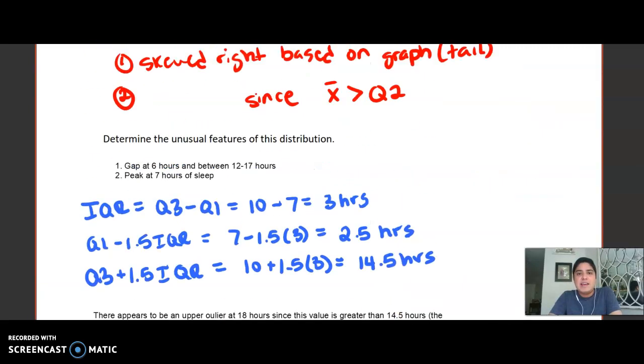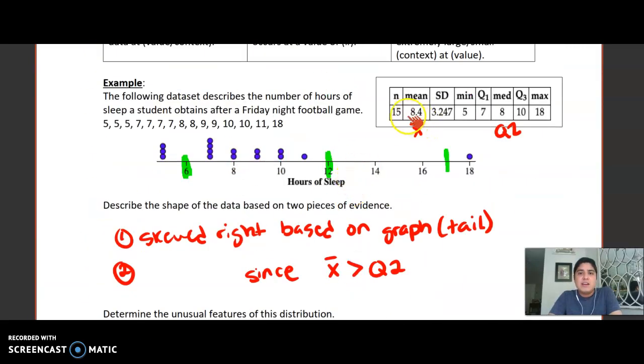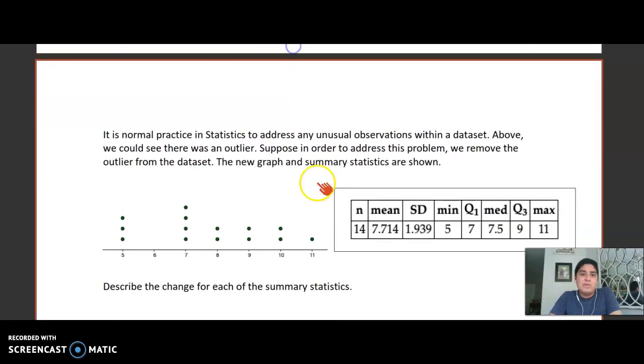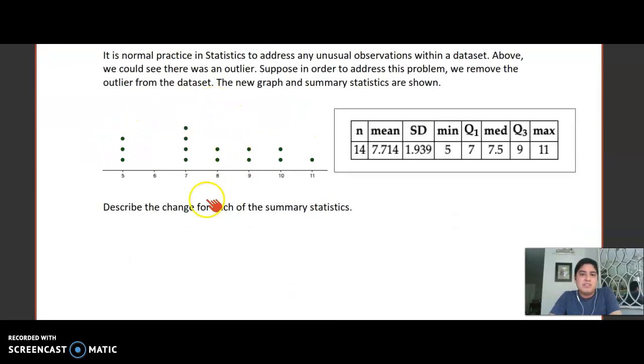So let's go ahead, let's look at the original. Here are each of our values here, 15. Here's our graph. And now let's look at the new dot plot here. So you can still see the gap at 6, but now I've removed the gap from 12 to 17. My sample size decreased, my mean decreased, my standard deviation stayed roughly about the same. And then our min didn't change, Q1 didn't change, median didn't change.